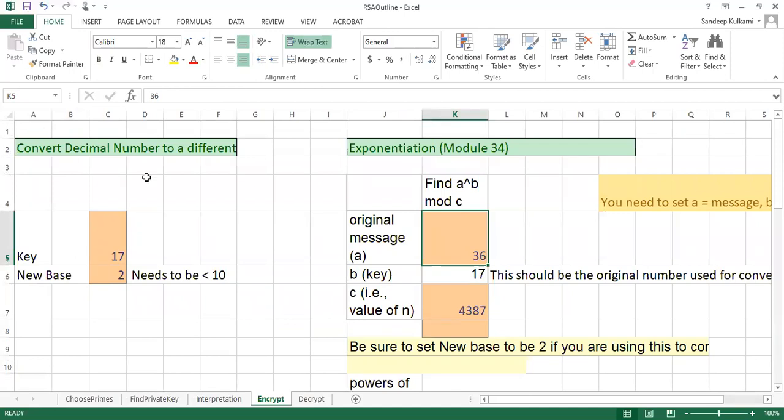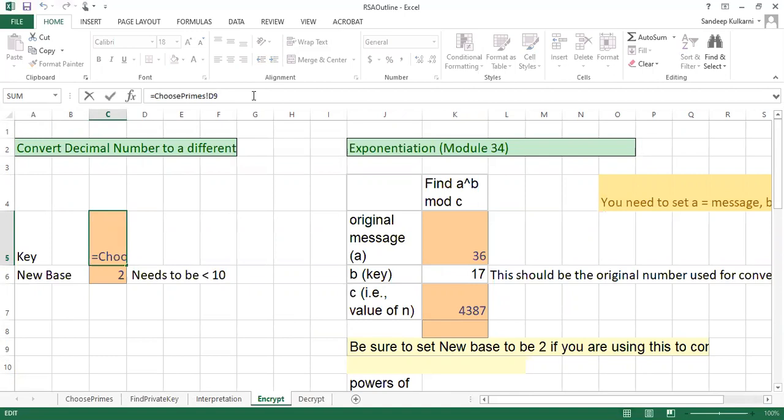So in this case, for the encryption, the key is going to be the public key, so we are getting it from the first sheet. This needs to be always 2 if you're using it for RSA. This spreadsheet is also doing the work of converting a number from one base to another, so you can use it standalone to convert a number to a different base, but for the purpose of RSA, this number has to be 2.